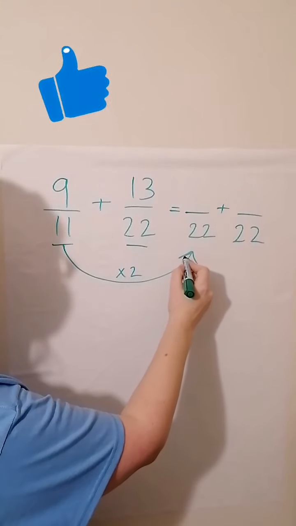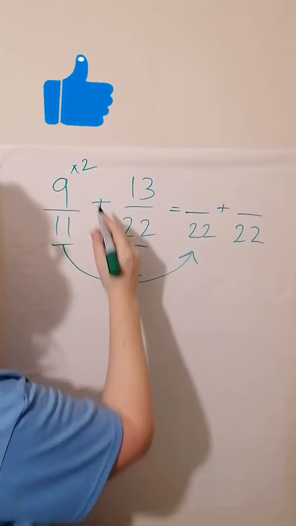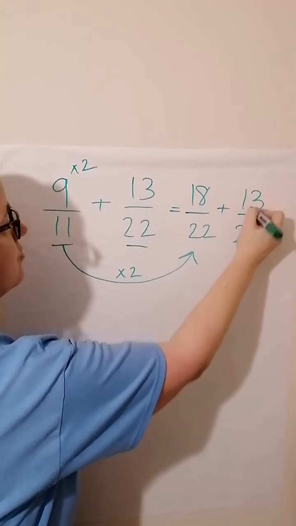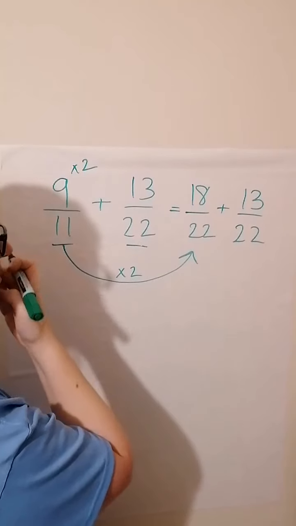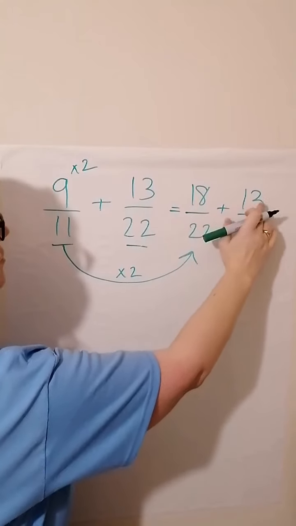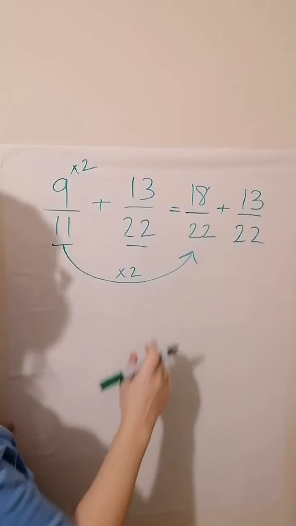Whatever we've done to the denominator, we also need to do to the numerator. So 9 multiplied by 2 becomes 18. 13 stays the same because we've not changed that denominator. So now we have a calculation of 18 over 22 plus 13 over 22. Both denominators are the same, we've converted.